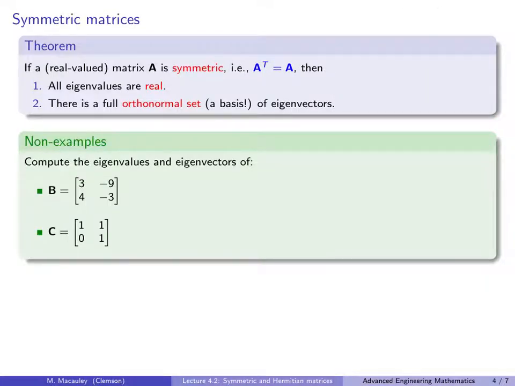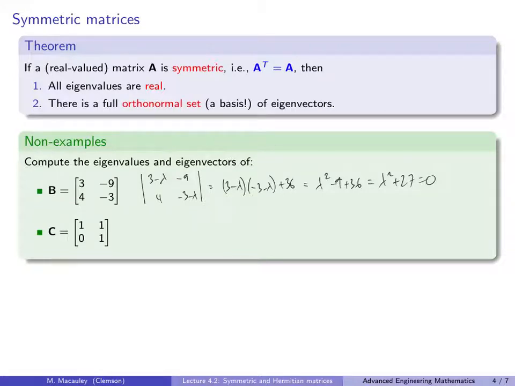It always helps to do non-examples with examples. So here are two non-symmetric matrices. Let's consider this first one, 3, -9, 4, -3. And let's compute the determinant of B minus lambda I. So that's 3 minus lambda, -9, 4, -3 minus lambda. Now we get (3 minus lambda)(-3 minus lambda) plus 36. This is a difference of squares, so we get lambda squared minus 9 plus 36. This is lambda squared plus 27 equals 0.